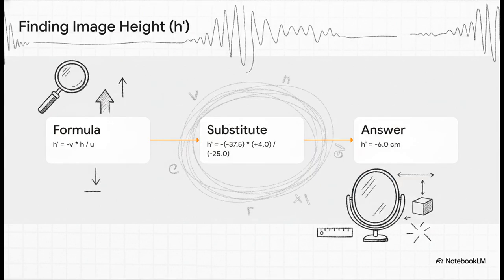Great, but we're not done yet. We still need to find the size of the image. For that, we use the magnification formula. Let's just rearrange it to solve for h dash. And again, we substitute all the values we know with their correct signs, u, v, and h. After the calculation, we find that h dash is equal to minus 6.0 centimeters.